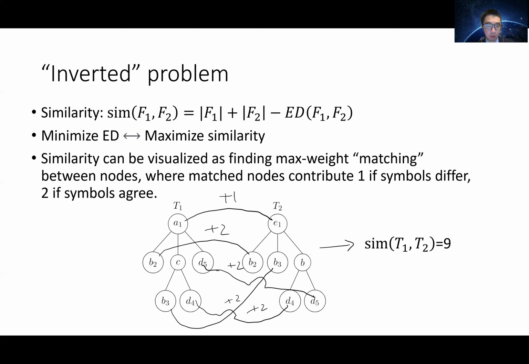A good visualization of similarity is to visualize it as finding a max weight matching between the nodes of the two input forests, where the matched nodes contribute 1 if their symbols differ and 2 if their symbols agree. In this example, we are given 2 trees, and 5 pairs of nodes are matched between them, among which one of them contributes 1 since their symbols differ, and the other 4 contribute 2 since their symbols agree. Therefore, the total weight of this matching is 9. And we can show that this is actually the max weight matching between them. Therefore, the similarity between these two trees is equal to 9.